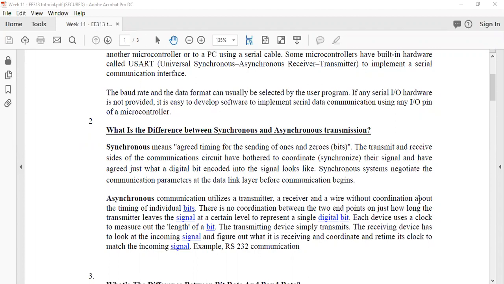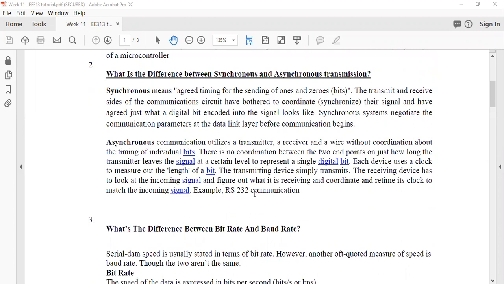So there is no timing of what time the bit is transmitted from the transmitter and what time it is received at the receiver end. So it is working at different timings, right? Each device uses a clock to measure out the length, right? This clock could be different, right, of different values. The transmitting device simply transmits. The receiving device has to look at the incoming signal and figure out what it is receiving, and coordinate and retime its clock to match the incoming signal, right? Example is the RS232 communication, right?